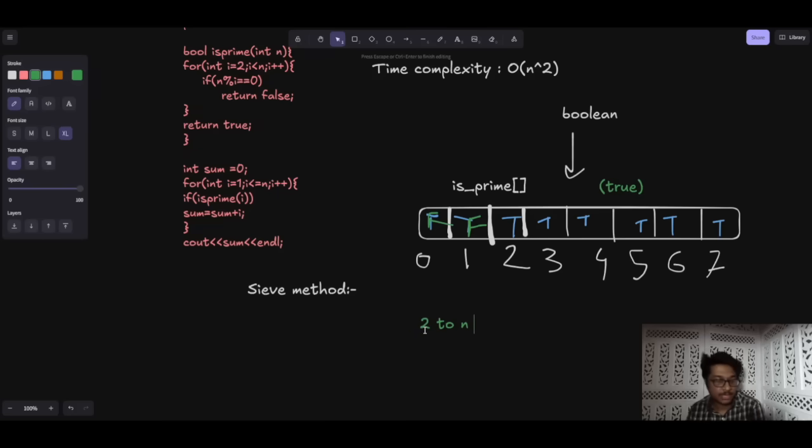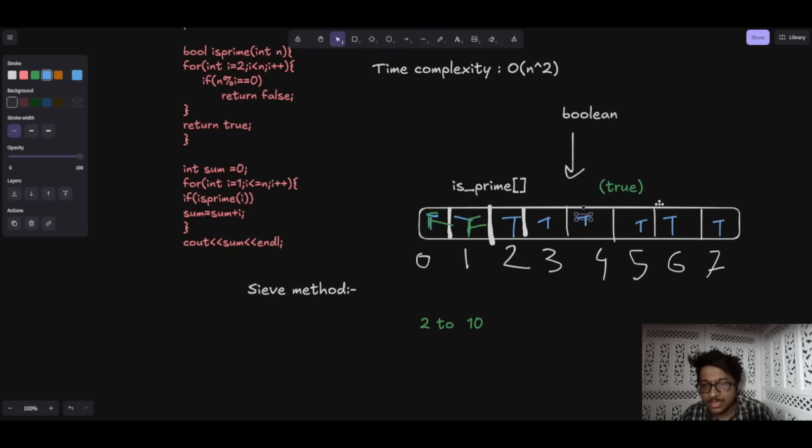Suppose I am finding out the sum of, I'll come to the sum part as well. I'm finding out all the numbers which are prime between 2 and n. I can also do the sum together, which we will look at in the code. You don't have to worry about that now. But suppose I want to find all the prime numbers between 2 to 10 or something.